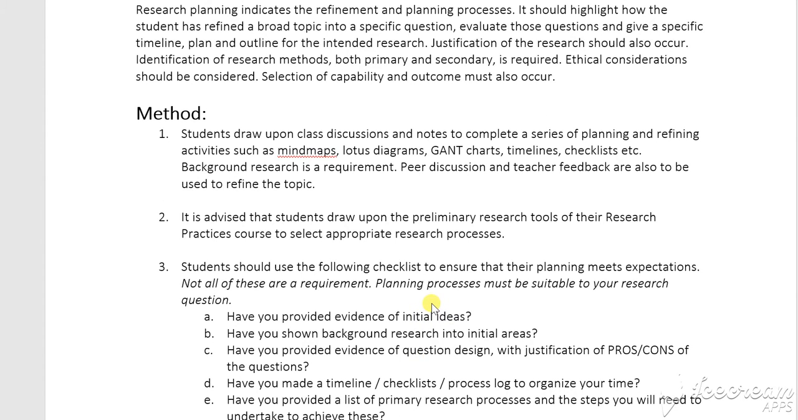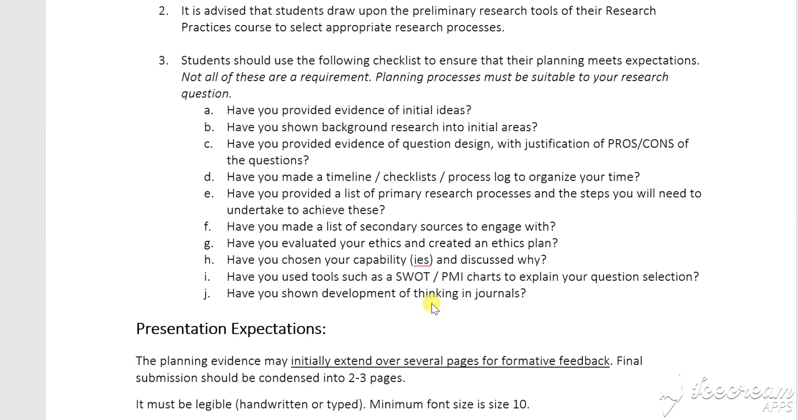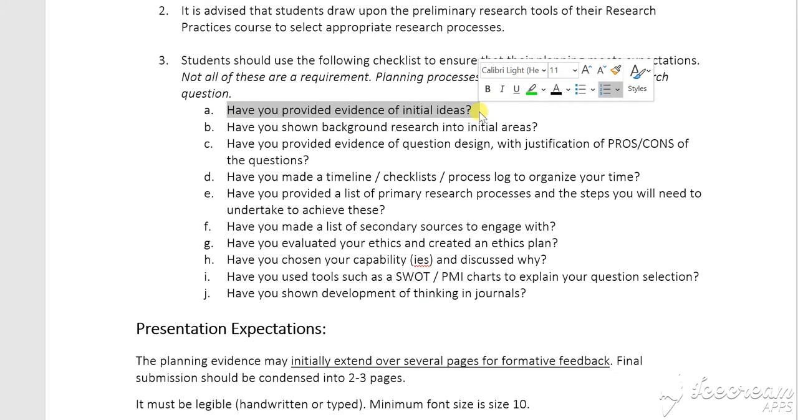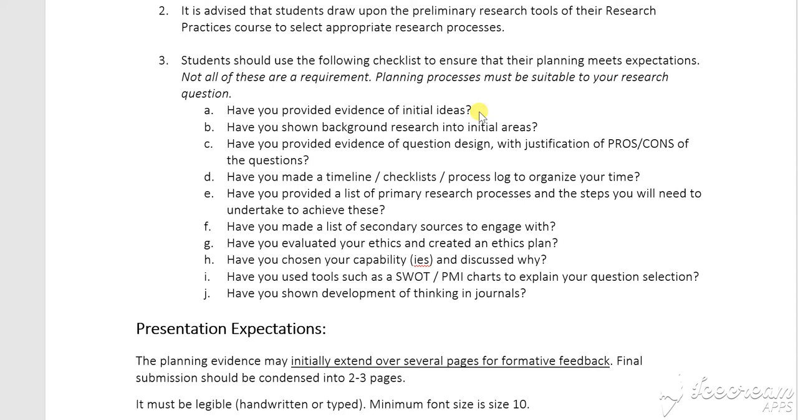So, as I've shown you in the examples that we looked at a week or so ago, we need to collate our evidence that we've done so far into 2 pages. So now is your time to check that you have some evidence of initial ideas, things like your mind maps, your Lotus diagrams, all of that sort of thing. Some evidence of your background research, some evidence of your question design. So this could be some of the evidence from part H that we did on the board last lesson.